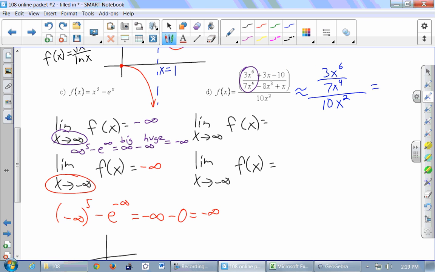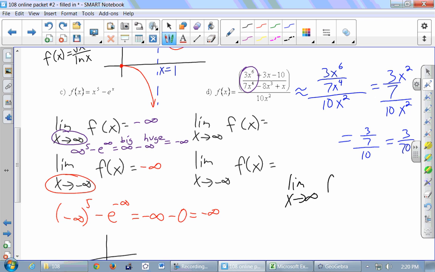Okay, and then we can clean this up just a little bit. So I've got 3 sevenths, and there's an x squared up there when I cancel some x's, divided by 10x squared down here. And then you can really cancel those x squareds, and so we just get 3 sevenths over 10, which is 3/70. So that means that the limit here, as x goes to infinity, of f of x is 3/70, something close to but not equal to 0.